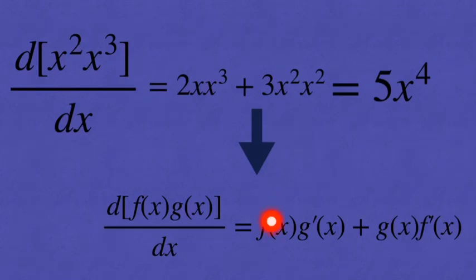Right? Some people remember it as left d right, right d left. Left is the f of x, d right is the derivative of g of x, plus g of x, or right, left d right, right d left. Right is g of x, and d left is the derivative of the left, or f prime of x. Right?